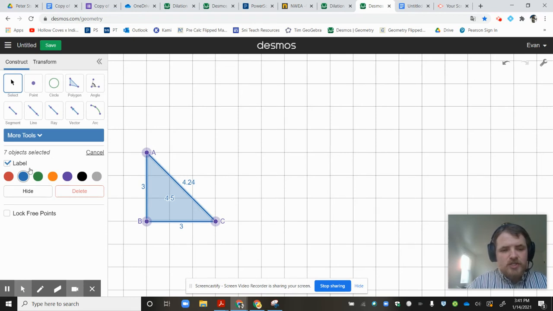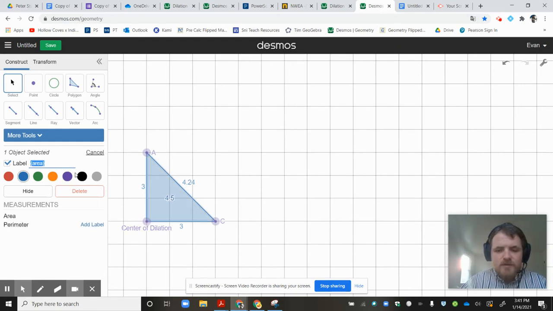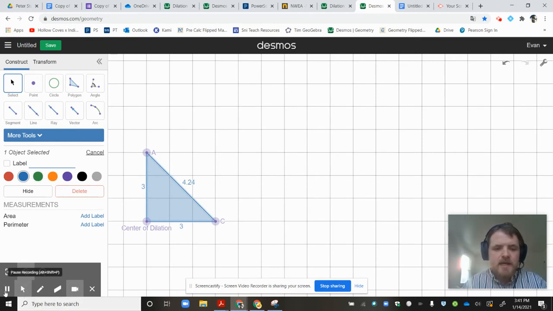And I want you to change two things here. I want you to click on this point B, and I want you to call that my center of dilation, my COD, if you want, a center of dilation. And I also want you to click on the 4.5. And I want you to get rid of that because it's the area, and we're just not going to worry about that for today.